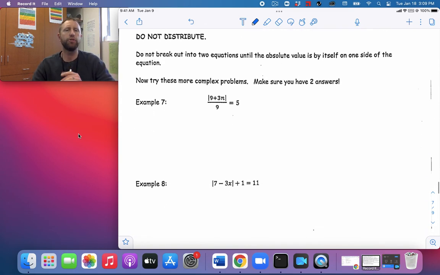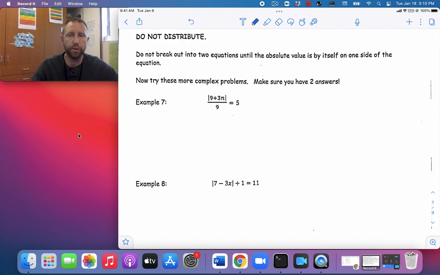It says here, do not distribute. So you know we have two options when a number is written beside parentheses, and absolute value bars are treated like parentheses as far as order of operations are concerned. So they're a grouping symbol. We can distribute when a number is written beside parentheses, or we can divide both sides by that number. But you don't want to distribute when it's absolute value bars. Instead, you want to do our second option, which is divide. It says, do not break it out into the two equations until the absolute value is by itself on one side of the equation. So we want to get the equation down so that it's just the absolute value bars on one side. Then we split the equation.